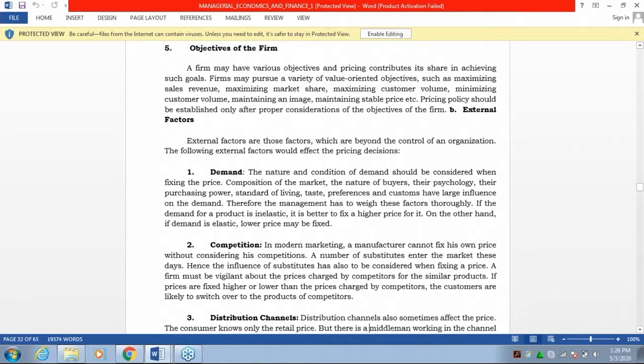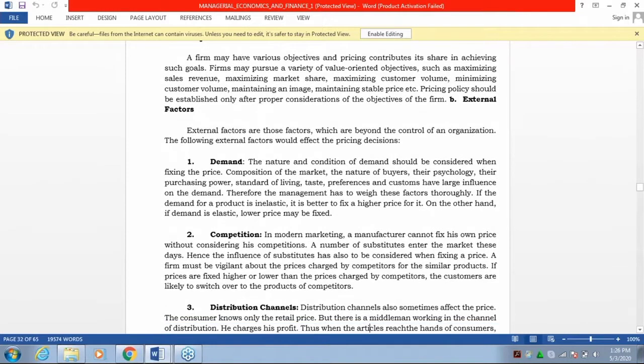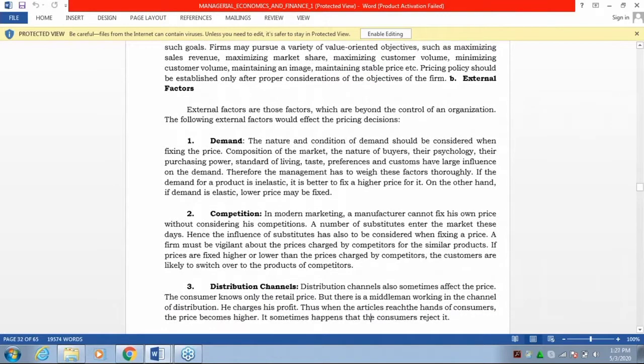Then competition, that is another external factor. In modern marketing, a manufacturer cannot fix his own price without considering the competition or his competitor. A number of substitutes enter the market these days, and the influence of the substitutes also has to be considered when fixing the price. So a firm must be vigilant about the price charged by the competitor for a similar product. If prices are fixed higher or lower than the price charged by the competitor, the customers are likely to switch over to the product of the competitor.